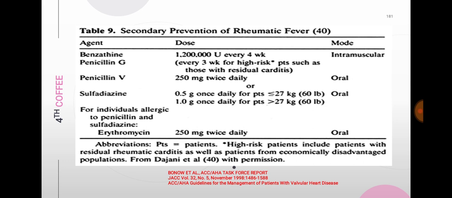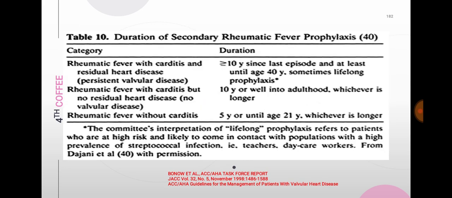Okay? How long do we give secondary prophylaxis? If you have RHD, or RF with carditis and a residual heart defect, you give it for more than 10 years or until 40 years old, whichever is longer. So if you diagnose the patient at 8 years old, the patient will be injected for 32 years.